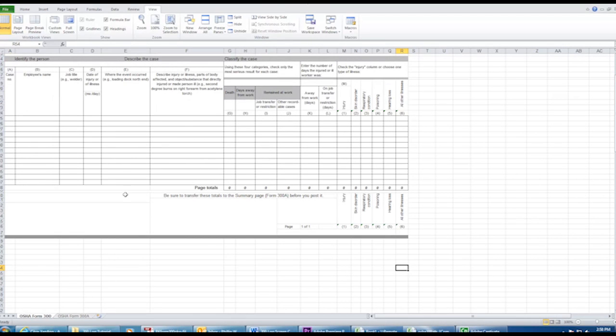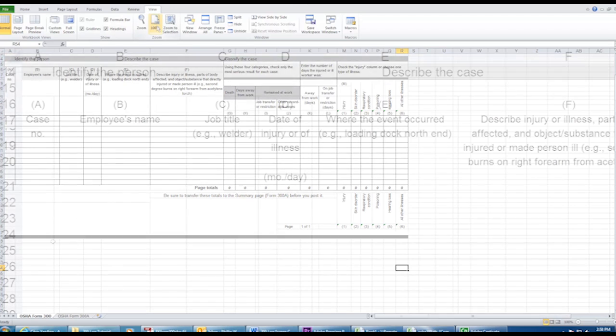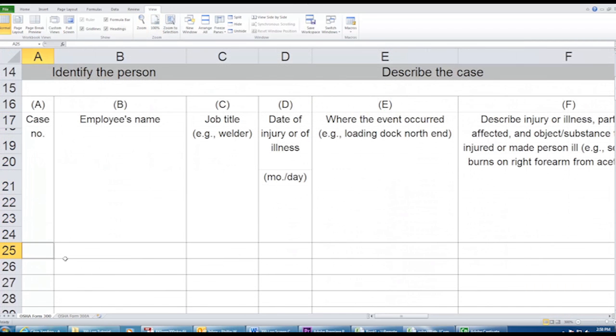So this is something we should enter into our 300 log. First thing we need to do with any incident is to assign it a case number. This is a number the employer or whoever is filling out the case assigns. You don't need to get this from anyone else. It's the number you give it. We'll call this case number 1.